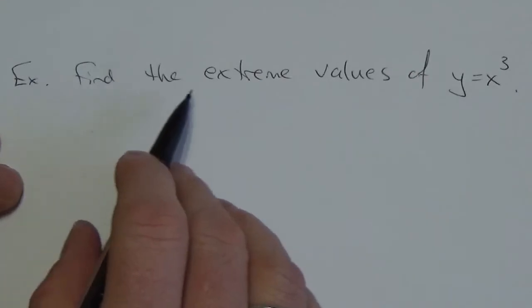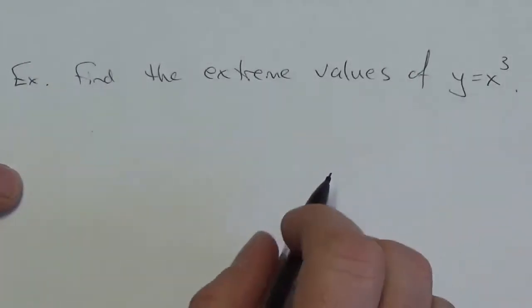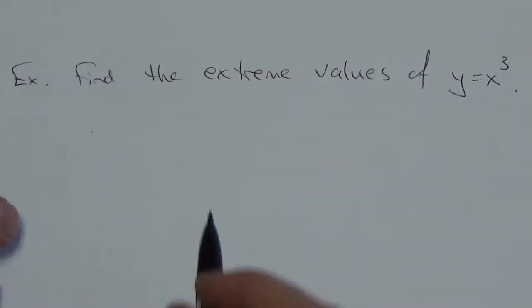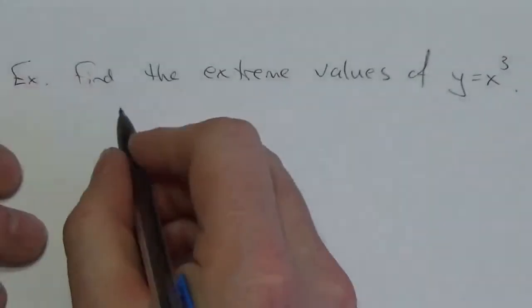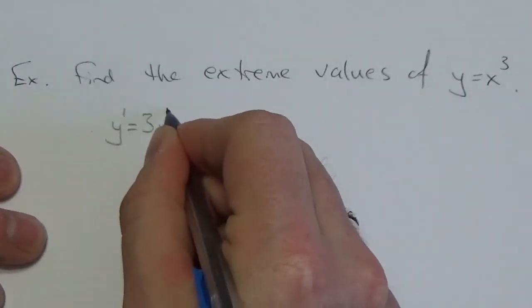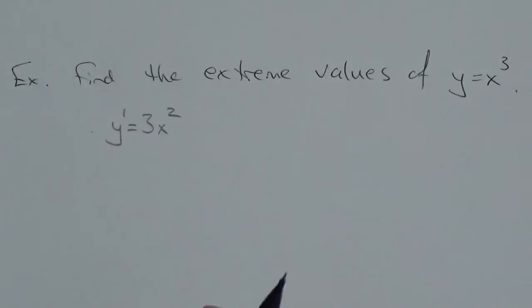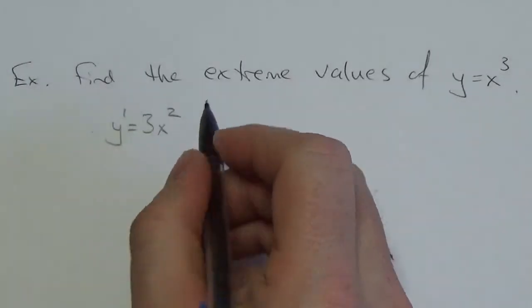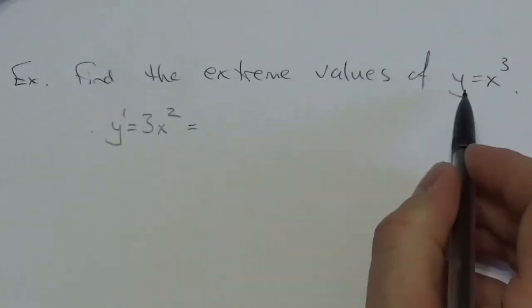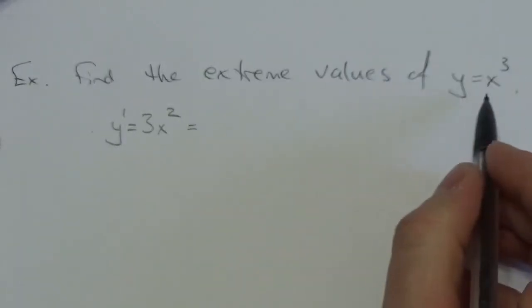Okay, find the extreme values of y equals x cubed. So we're looking for maximums and minimums. If they exist, we know that the derivative will be 0 or undefined. So let's take a quick look. So find the derivative. That's going to be 3x squared. Awesome. That's fantastic. Now, bear in mind that this function is defined everywhere. There's no break in the domain here.